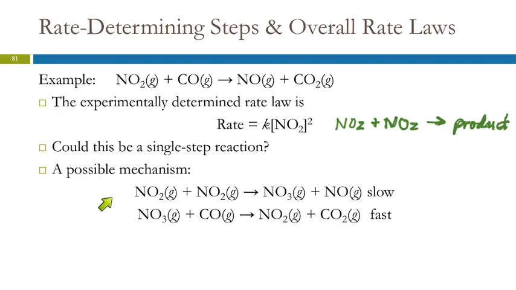So a possible mechanism would be here, where we've got NO2 plus NO2, and we get that from looking at the rate law. We think, well, what could happen when those two run into each other? Well, this is one of the products, NO. So if those collide, we could get a transfer of oxygen from one to the other. And then this one could collide with CO, and we could end up with this, right?